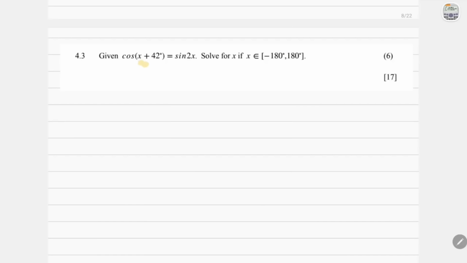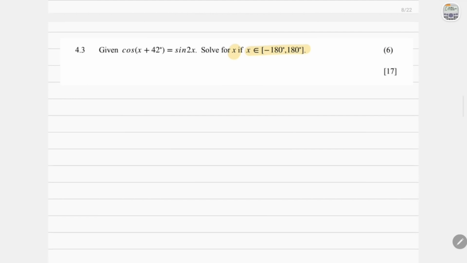Question 4.3, we've been given cos of x plus 42 degrees is equal to sine 2x, and we need to solve for x if x is an element of negative 180 degrees all the way to 180 degrees. So this is like a general solution, but once you find the general solution, you're going to look for specific solutions within this interval. Okay, so we're working with it as if we are finding the general solution. So this is equal to sine 2x.